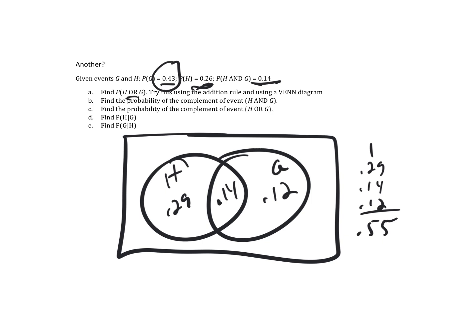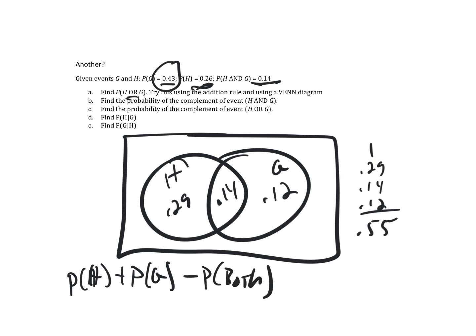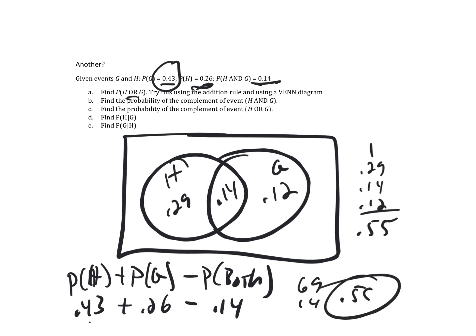Now, what if we use the addition rule? The probability of H plus the probability of G minus the probability of both is what we need to do. So let's see how that compares. 0.43 plus 0.26 minus 0.14. That's 0.69, right? And 0.69 minus 0.14 is going to be 0.55. So see, it's got the same answer. Is it easier to use the addition rule? Certainly. Sometimes the visual helps, though.